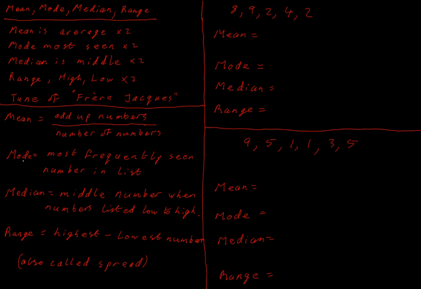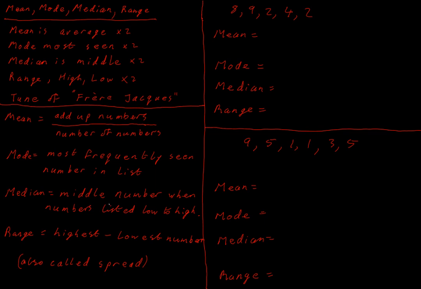The next one is mode. Mode is the name for the most frequently seen number in a list. So if I look at this list here, I have 8, 9, 2, 4, and 2. Well, 8, 9, and 4 only show up once in my list, but 2 shows up twice. So it's the most frequently seen number. It comes up twice, the rest of them only come up once. So 2 would be the mode here.